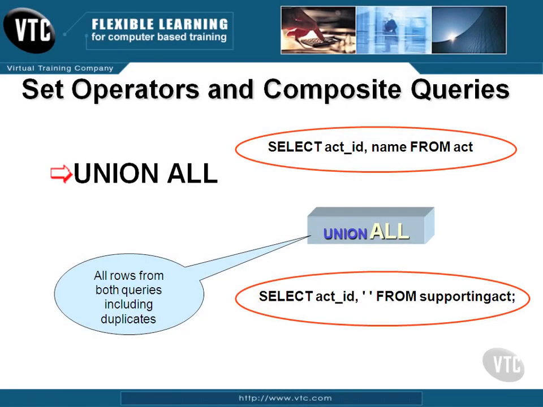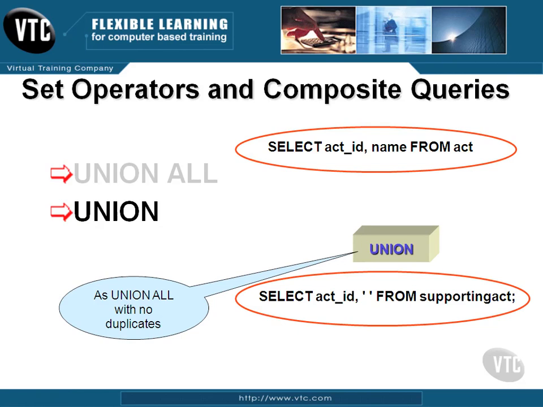Set operators in composite queries. Union all simply allows us to find all the duplications. So in the case of an act and a supporting act, where the supporting act is actually a duplication of an act record, but in a special type of table, if you did a union all query, the chances are you'd find the same act twice, because supporting acts are also acts and they are stored in the act table as well.